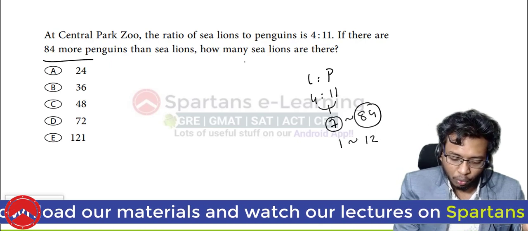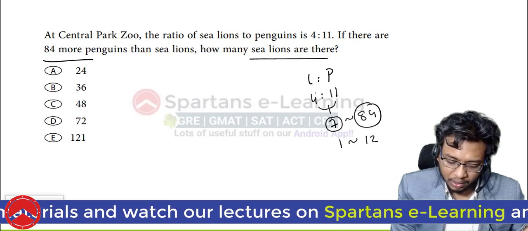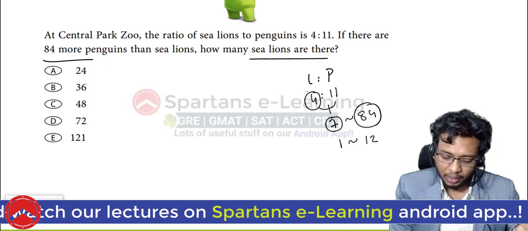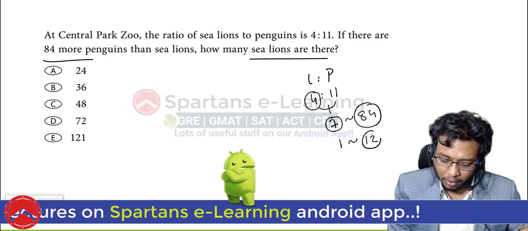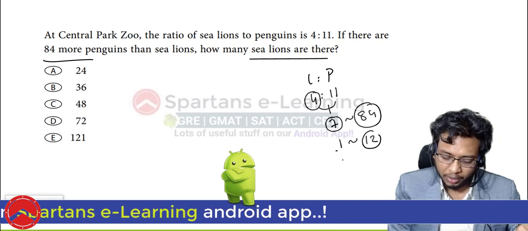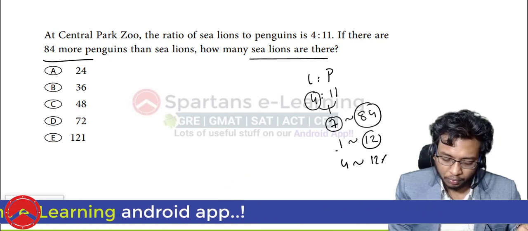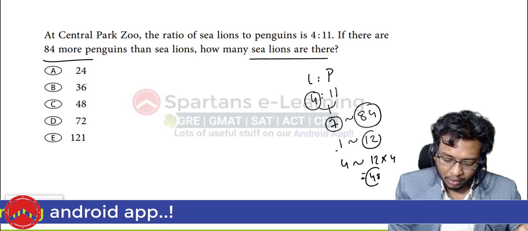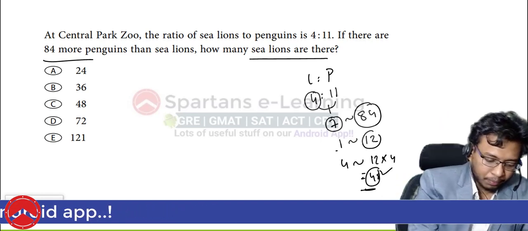Now he asked how many lions are there. Lions is 4 in ratio terms, right? So if one ratio is equal to 12 value, it means 4 ratio will be equal to 12 into 4, which is 48. That's it, right? So this is a pretty easy question.